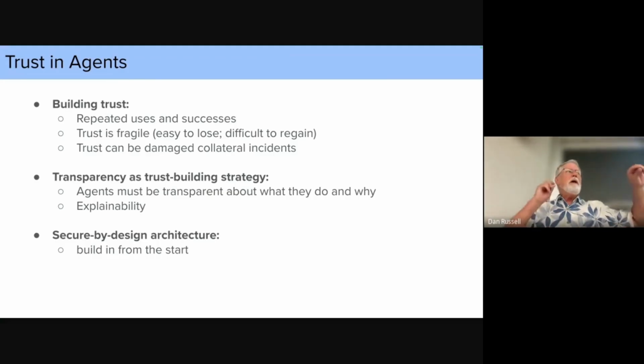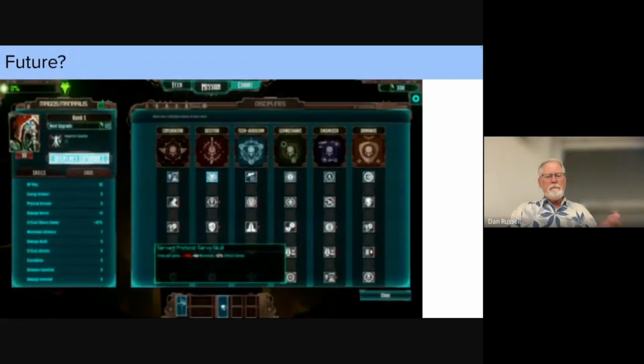You need to be able to make it transparent. We will talk about explainability in the future. I know I'm doing lots of foreshadowing, but it's the problem with this field. Explainability turns out to be key. And we mentioned security earlier. Security by design is a part of having an agent that you can trust. It needs to be built in from the start.